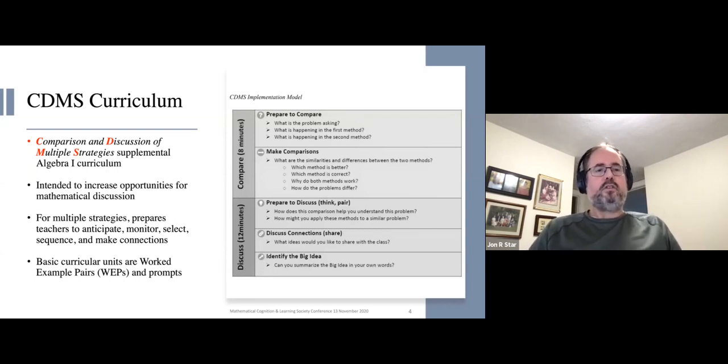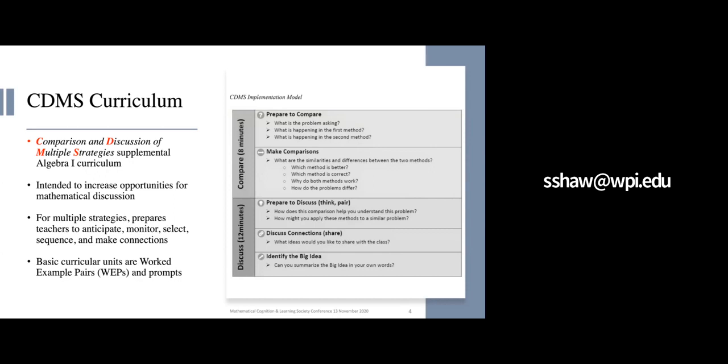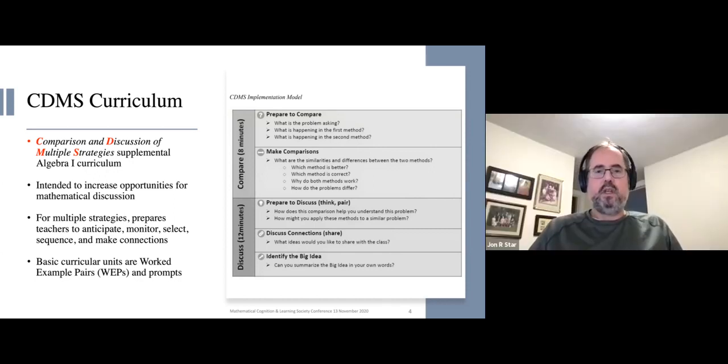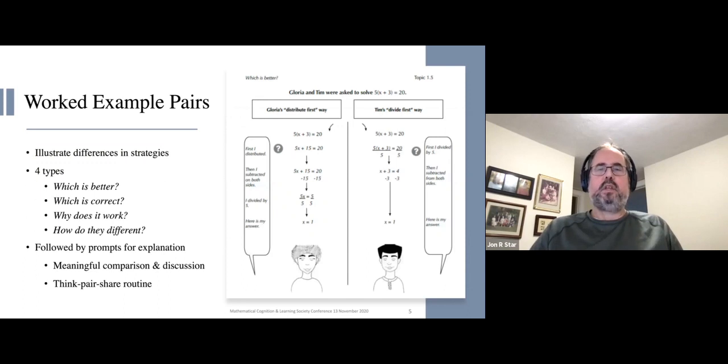The basic curricular unit for this curriculum is what we call a WEP, or a worked example pair, and the prompts that are associated with it. So let me just show you one of these WEPs and talk about it. So to the right, you see an example of what is, again, the basic unit of this curriculum. In this, you see that there are two hypothetical cartoon characters. In this case, they're named Gloria and Tim, and they are solving the same problem in two different ways. And we also see their dialogue indicating the ways that they approach the problem.